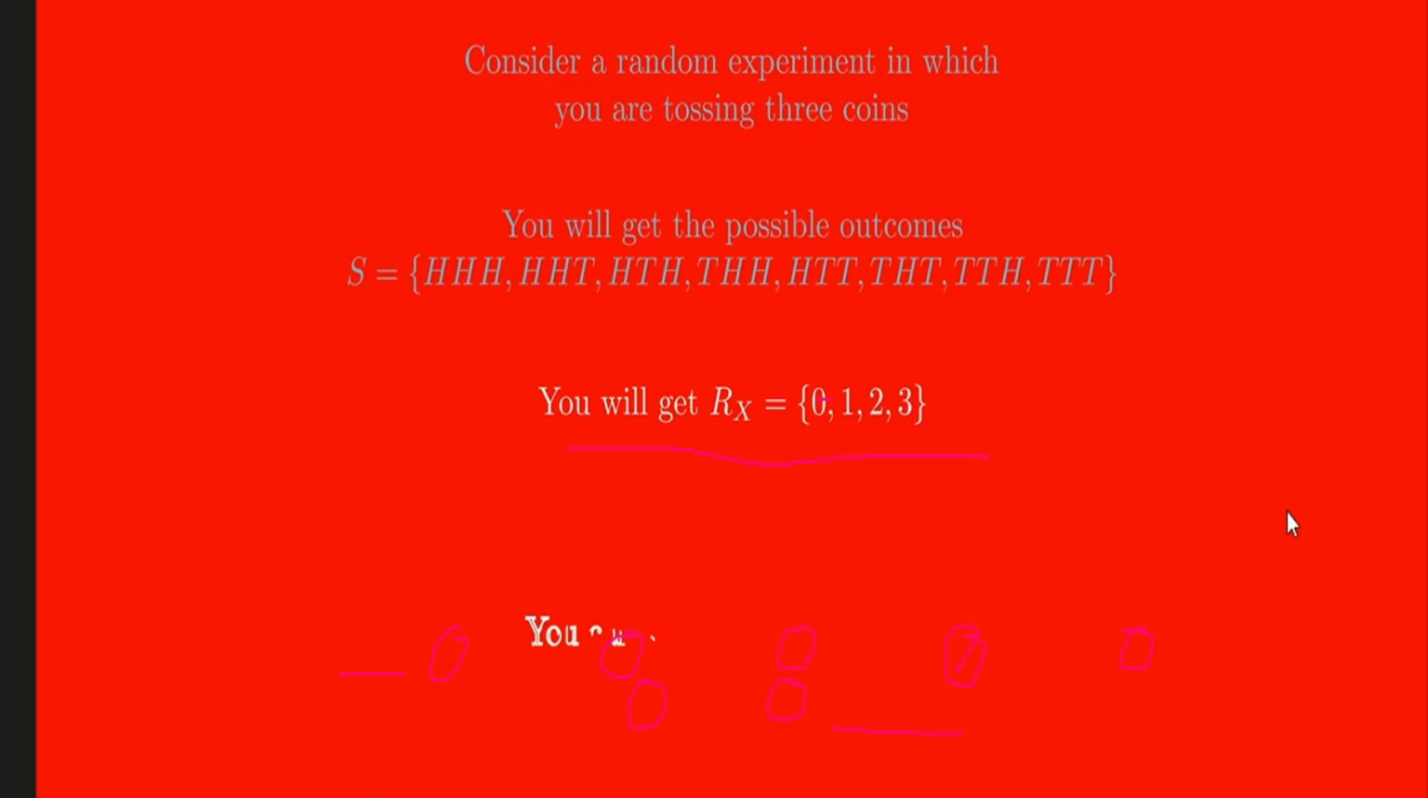So what will you get? You will get either 0 heads, or 1, or 2, or 3, which is Rx. So you can say that a random variable is used to quantify the sample space.